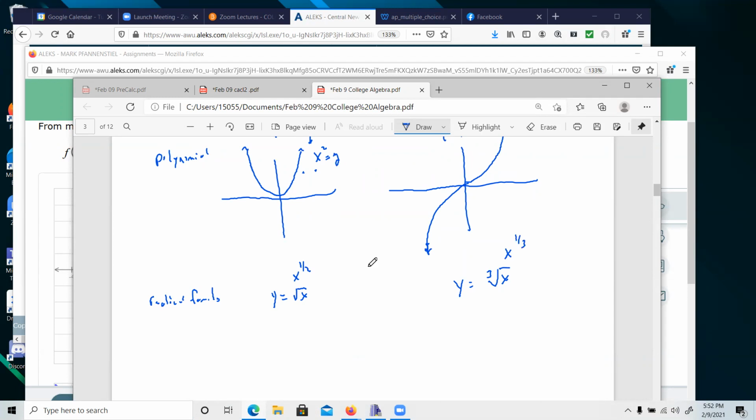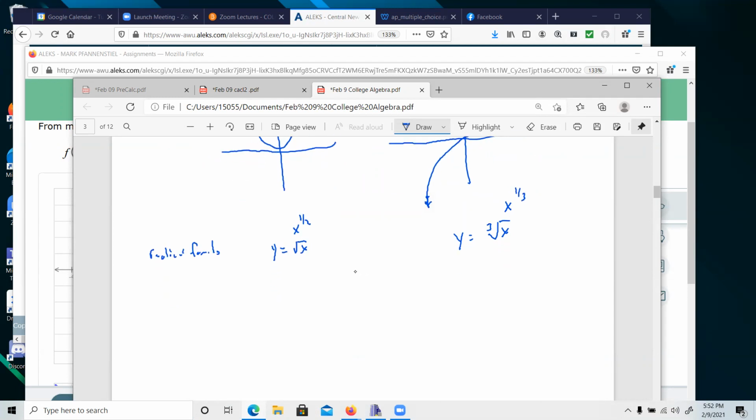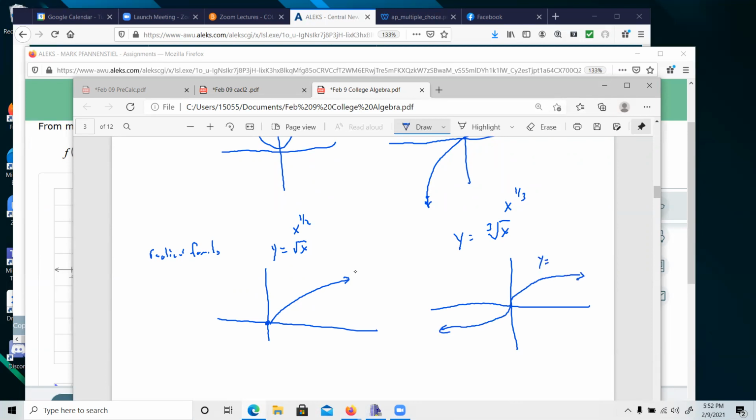Okay, and what these look like, it starts at the origin, grows. Cube root goes through the origin. Something like that. Okay, y equals the cube root of x. Y equals the square root of x, right? So these are the radical family, okay?